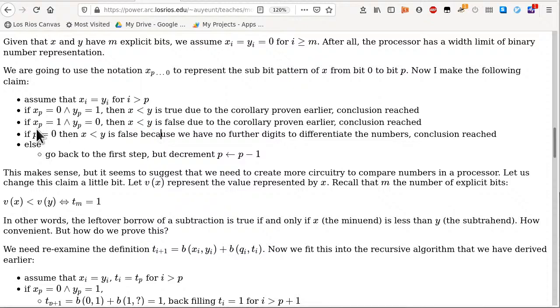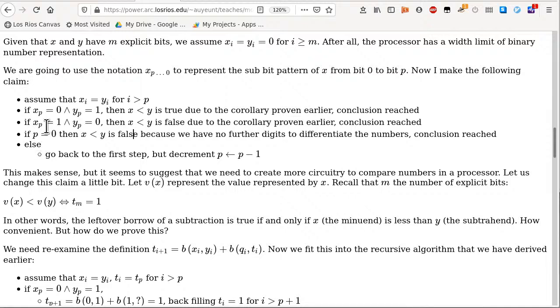All right, so what if these two conditions are both false? If both of these conditions are false, then we ask the question, is p 0 at this point? Because if p is 0 at this point, that means we have just compared every single digit in x and y, and everything turns out to be exactly the same. Then in that case, we also make a conclusion that x is less than y is false, because in this case, x equals y. But the only conclusion I need to draw here is that x is less than y is false. I don't need to know whether x and y are equal or whether x is greater than y.